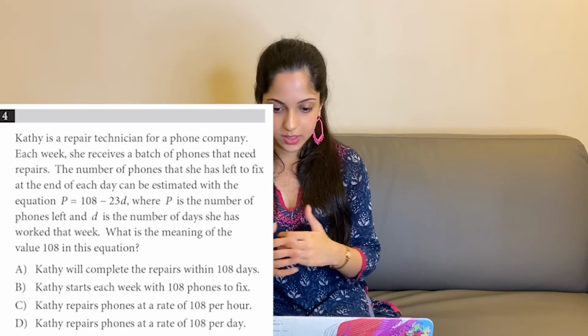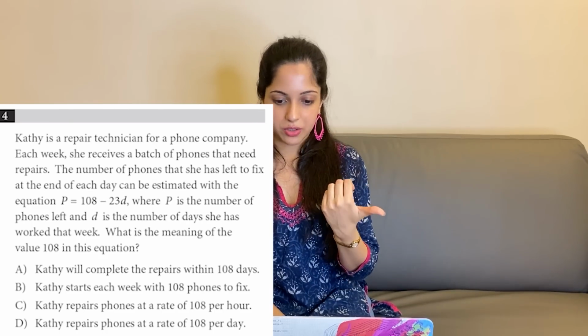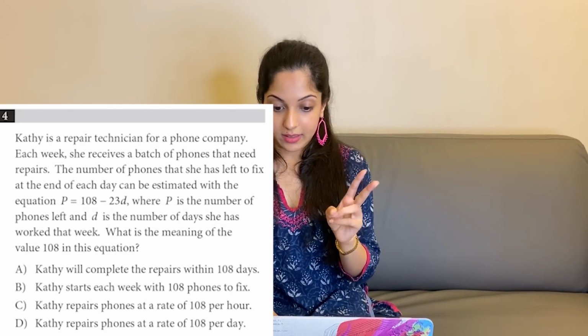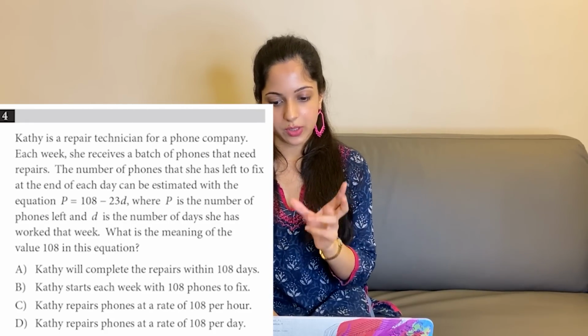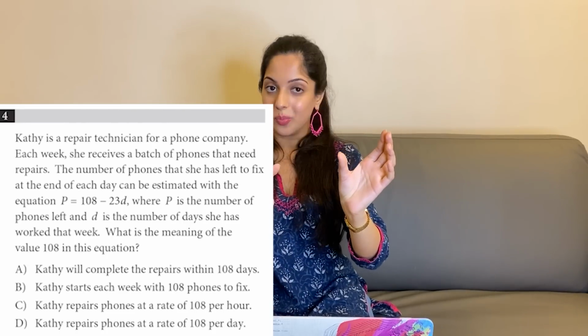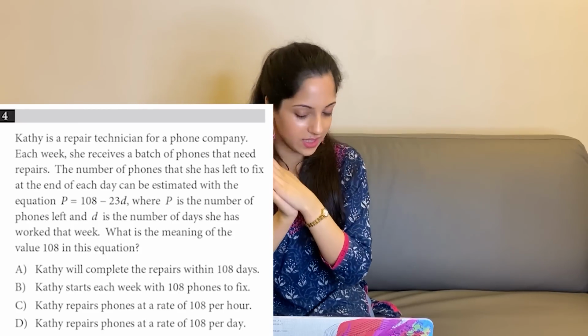Okay, let's go through the options. Kathy will complete the repairs within 108 days. If that was true, then you wouldn't be subtracting something from 108, so I don't think that's true. Second, Kathy starts each week with 108 phones to fix. That seems really likely because you start with 108, you minus 23D, which is the days. You see the answer? Okay.